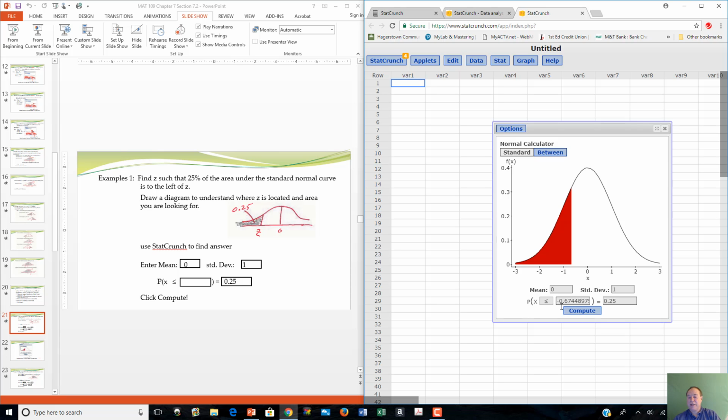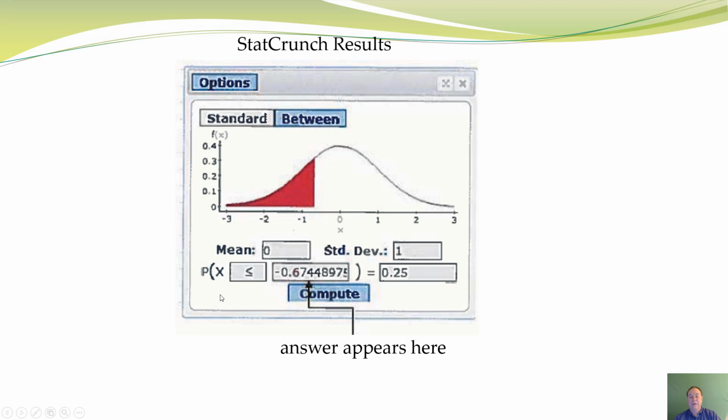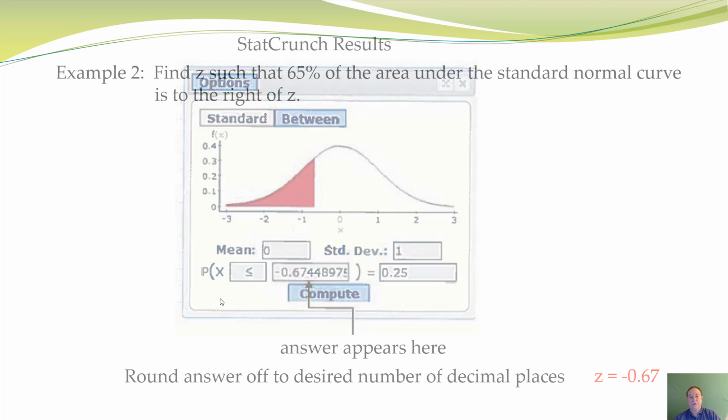And my answer turns out to be negative 0.67448975, which rounds off to 0.67. Okay? So let me go back over here. This showed you what you would put in, and this shows you the output, which is what we just had for our output. So then you would round your answer off, so z is negative 0.67.